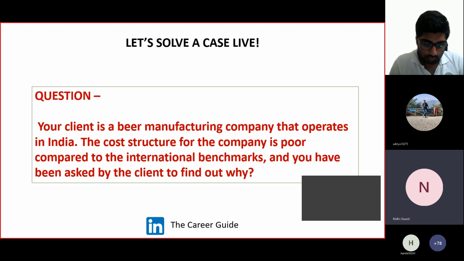Okay, so I hope you can read the case, Aditya, and everybody, you can also start solving the case side by side as Aditya is doing. So the case says your client is a beer manufacturing company that operates in India. The cost structure for the company is poor compared to the international benchmarks, and you have been asked by the client to find out why that is so.